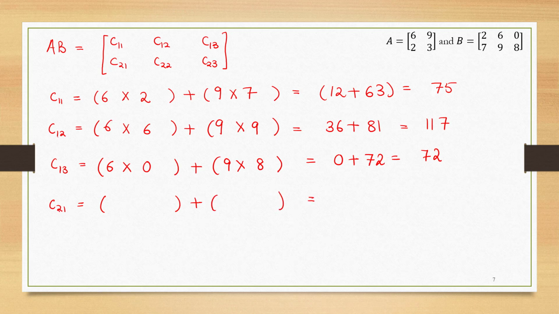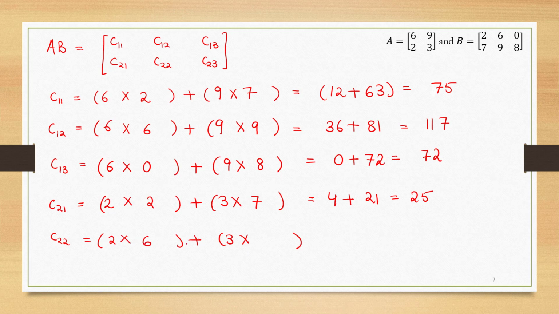Again the C21 entry, that is 2 brackets. The first entries correspond to the second row of A, that is 2, 3, and the others correspond to the first column of B, that is 2, 7. So we get 4 plus 7 threes are 21, that is 25. C22 entry, again the second row of A, that is 2, 3, and the second column of B, that is 6 and 9. So we get 12 plus 27, that is 39.